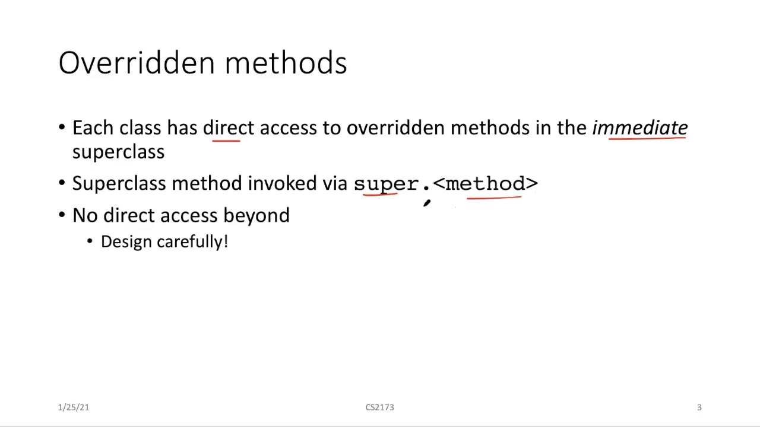But there's no direct access beyond. So if I were to subclass the PokerDeck, for example, and maybe have like a Texas Hold'em deck, it could access the shuffleDeck of PokerDeck, but it could not directly access the shuffleDeck of CardDeck because that's two layers up. So the admonition is to design carefully. If you're designing and writing these subclasses, just keep in mind that you can only have access to the immediate superclass directly via this super thing.